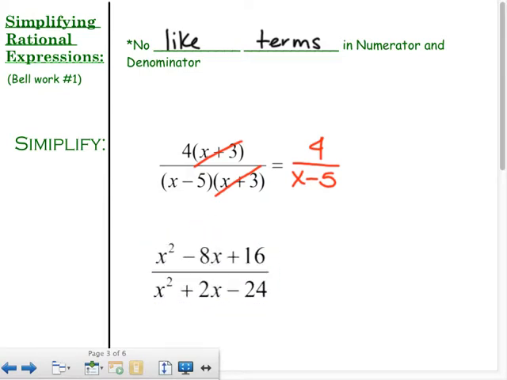A lot of times you have to factor it yourself. So in this example, we have a quadratic divided by a quadratic. That's the rational expression we're given. We need to factor both of them. So in the numerator, factors of 16 that add to -8 are -4 and -4. And in the denominator, factors of -12 that add to 2 are 6 and -4.